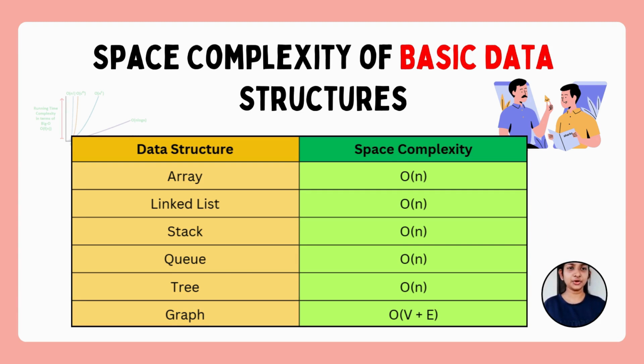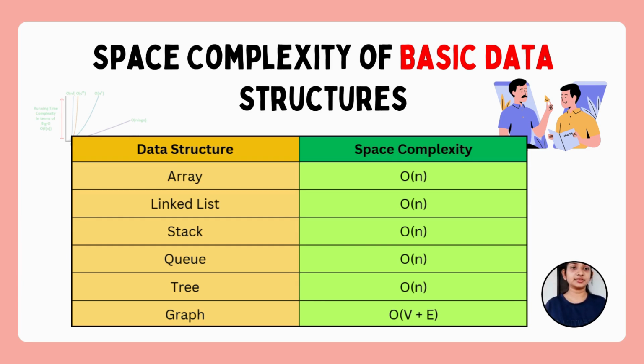A stack stores elements one on top of another. If there are n elements, it needs memory for all of them. So, space complexity is O(n). Fourth one is queue. A queue also stores n elements. Memory usage depends on the number of items in the queue. So, space complexity is O(n).